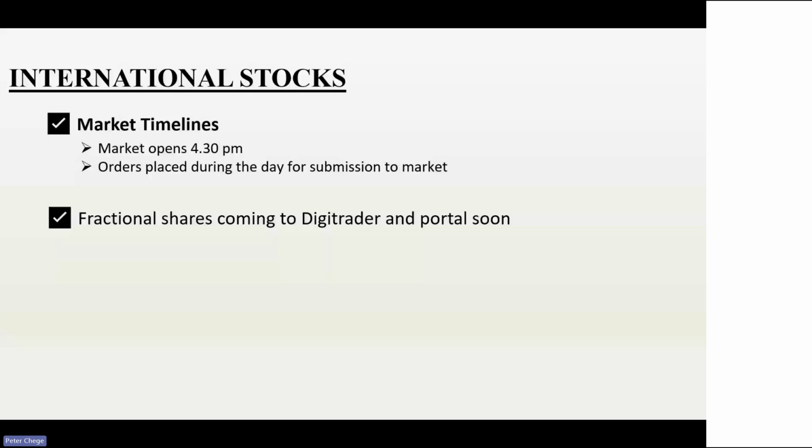For fractional shares, it's coming soon on DigiTrader and Portal, where you'll be able to buy a portion of a share. For stocks in the US, let's say it's trading at $120. If you convert that, it's close to around 14,000 Kenya shillings per share. What if you want to buy and you have 5,000 Kenya shillings? So these are the fractional shares coming. You can buy a share of Apple at a lower price. So that's coming on DigiTrader. When it is integrated, then we'll do full training as we usually do for NSE.